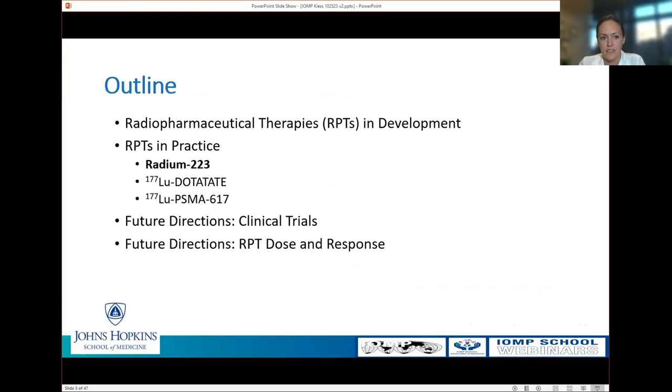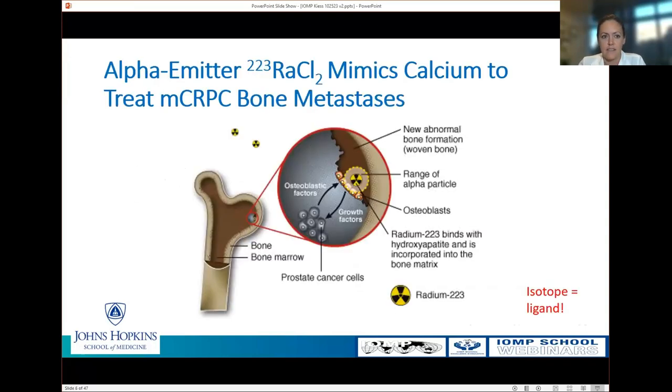So first I'm going to turn to radium-223. This is an FDA approved alpha emitter that is actually a very simple, elegant compound. It's radium chloride, and the isotope radium-223 is an alkali earth metal like calcium. So it is taken up in areas of bone turnover into the hydroxyapatite. So in areas of bone metastases, the radium is incorporated into the bone matrix. So the isotope is actually the ligand for treatment.